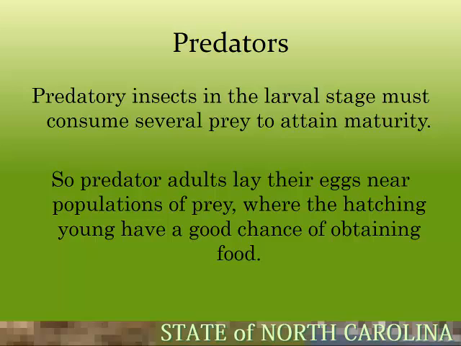Predatory insects in the larval stage must consume several prey to attain maturity. So the predator adults lay their eggs near populations of prey where the hatching young have a good chance of obtaining food.